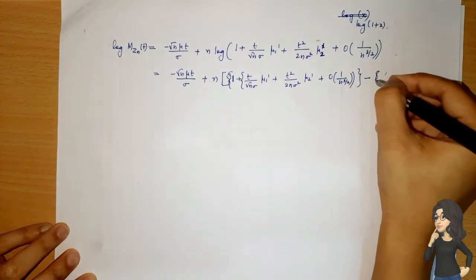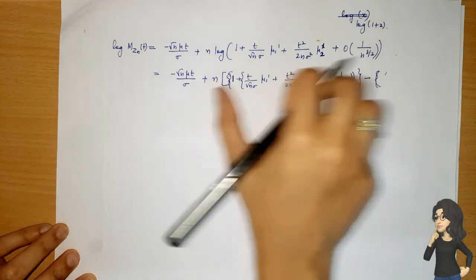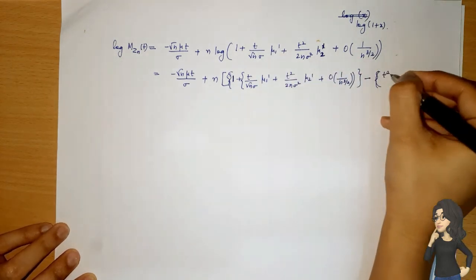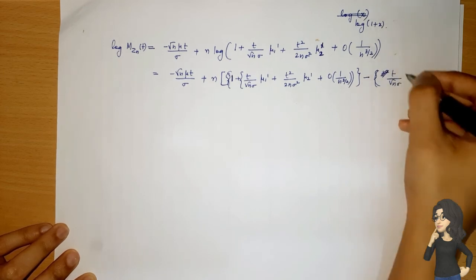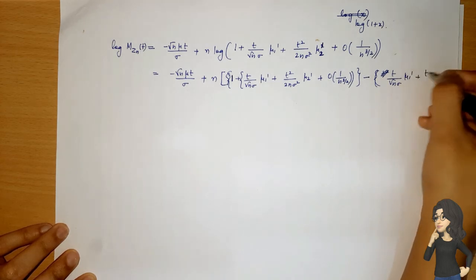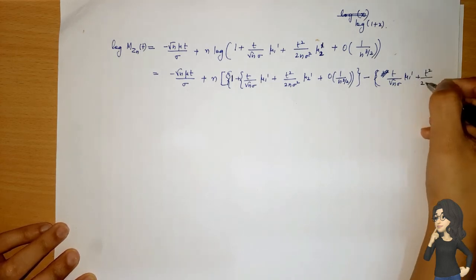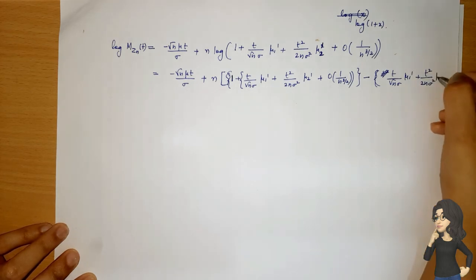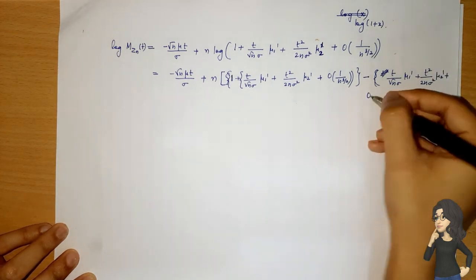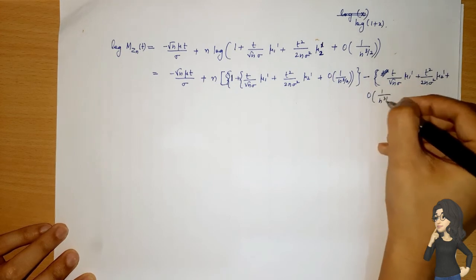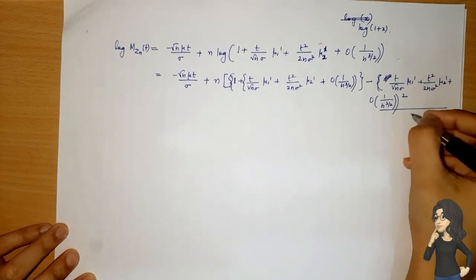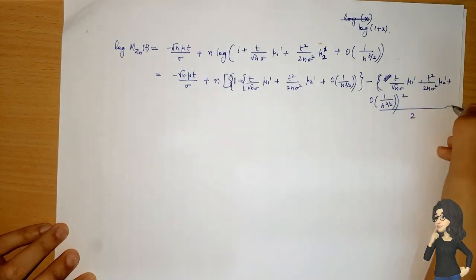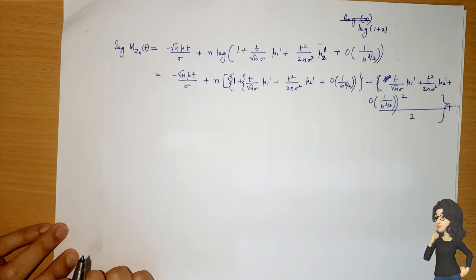Now what we are going to do is consider the second term of this log expansion, that is t by root n sigma mu 1 dash plus t square by 2n sigma square mu 2 dash plus O of 1 by n raised to 3 by 2, the whole square, divided by 2. And it goes on. So this is the expansion.